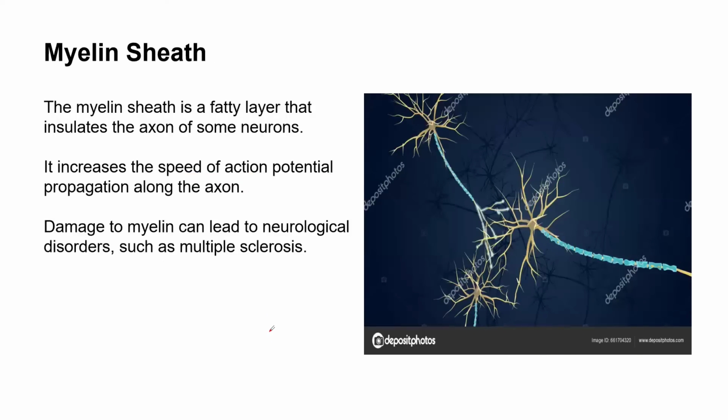So then the next thing is the myelin sheath. The myelin sheath, as I said, is a fatty layer that insulates the axon of some neurons. The major function of the myelin sheath is to increase the speed of action potential propagation along the axon, and damage to myelin can lead to neurological disorders such as multiple sclerosis, Alzheimer's disease, and Parkinson's disease. So that is why you should understand, ladies and gentlemen, that in each and every cell, each part of the cell has its own role to play.